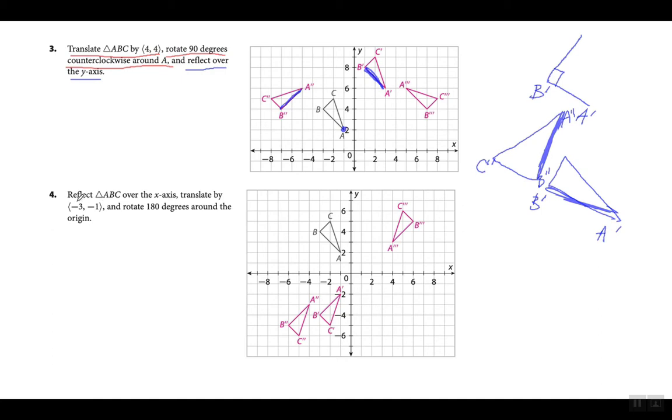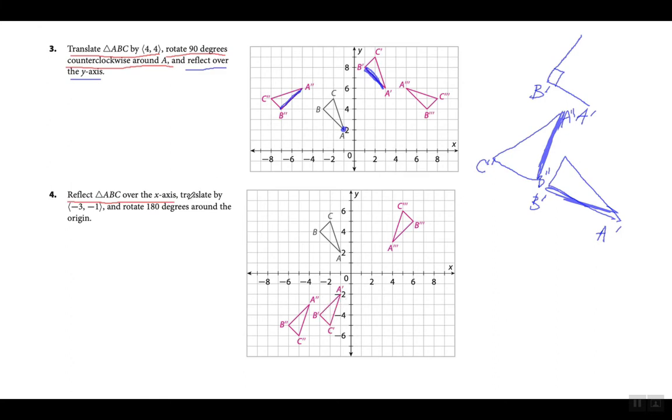And our first transformation is to reflect triangle ABC over the x-axis. All right, so here's our x-axis. So you're just going to take all 3 points, and they have to be the same distance away from the x-axis, but on the other side of it. So since A is 2 units above it, we're going to put it 2 units below it to get A prime, etc. So here's our reflection over the x-axis.